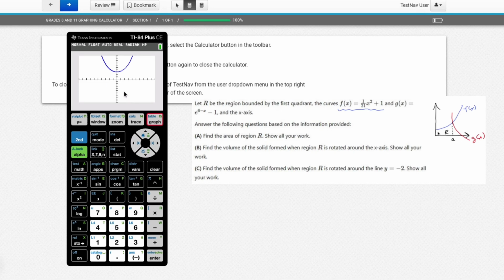And we're going to integrate between 0 and that 4.861 number. So second, calc, integral, which is 7, lower limit is 0, upper limit is 4.861. And with that, we end up getting the number 38.594.